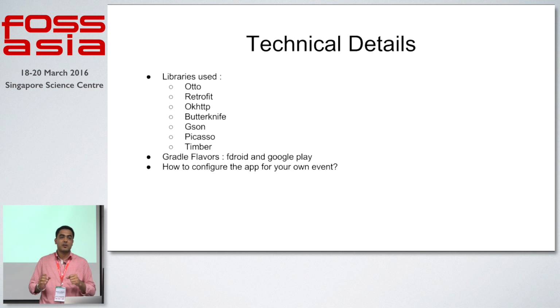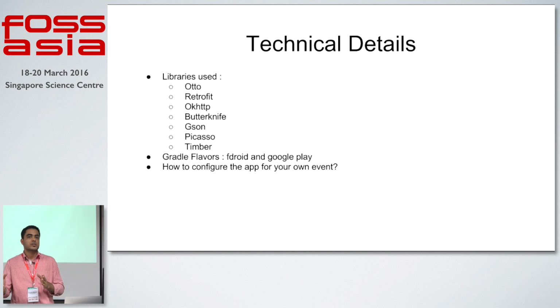Okay, so we have Gradle flavors as well. Basically, a flavor is something you use if you want two versions of the app; you can do that using Gradle flavors. Since we wanted to release the app on the F-Droid store as well, we planned two flavors. One is the F-Droid version and one is the Google Play version.